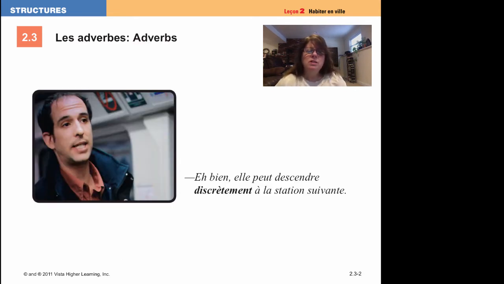Okay, here's a quote from the court-métrage that we watched. Eh bien, elle peut descendre discrètement à la station suivante. So she can get off discreetly at the following station, at the next station. And so the word discrètement modifies the verb descendre. How will she get off? She will get off discreetly. So let's look at how we're going to form these adverbes.